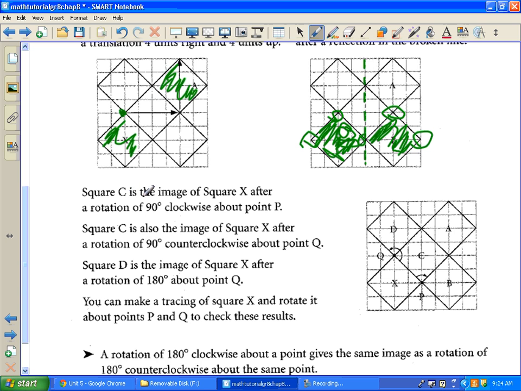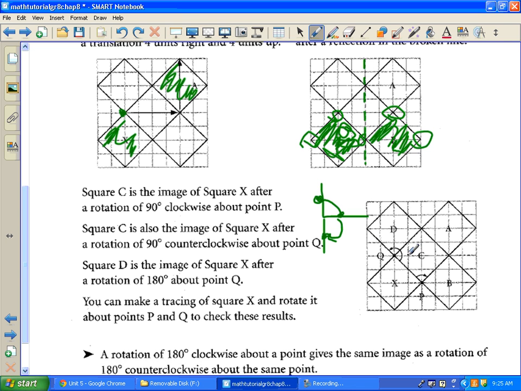Looking at this one here, square C, that's the middle one here. Square C is the image of square X after a rotation of 90 degrees clockwise about point P. So whenever you're doing a rotation, you've always got to pick a point to rotate on. So if I'm going to rotate 90 degrees, this is a perfect corner. So if my point is there, my point should rotate. If it's counterclockwise, I've got to rotate it this direction, and the point should be right there.